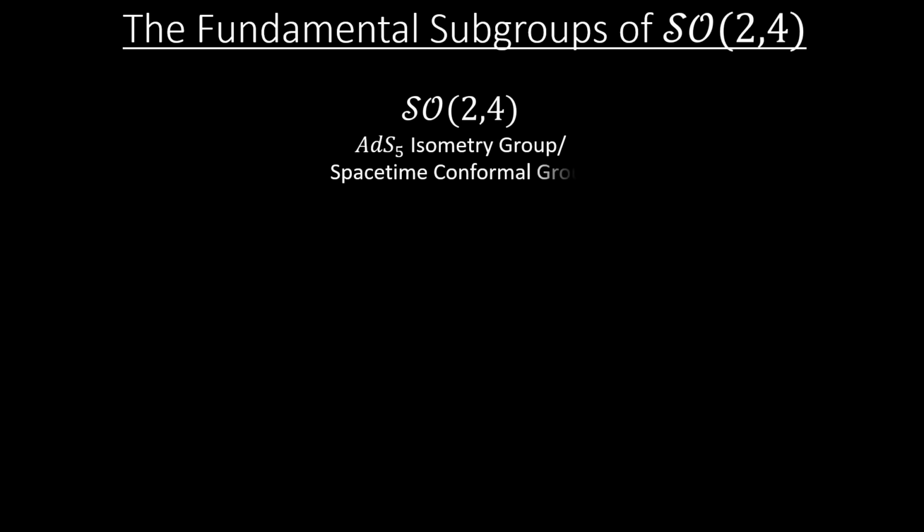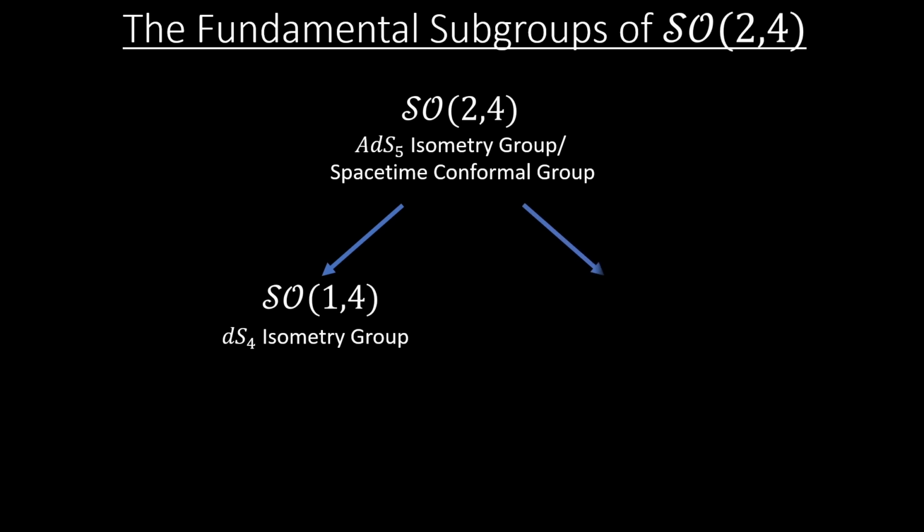Now let's consider the fundamental subgroups of SO(2,4) that make it so fascinating. So SO(2,4), as we know, is the AdS5 isometry group, also called the space-time conformal group. Pretty important on its own. One subgroup of this, though, is SO(1,4). That's the de Sitter four-dimensional isometry group, dS4.